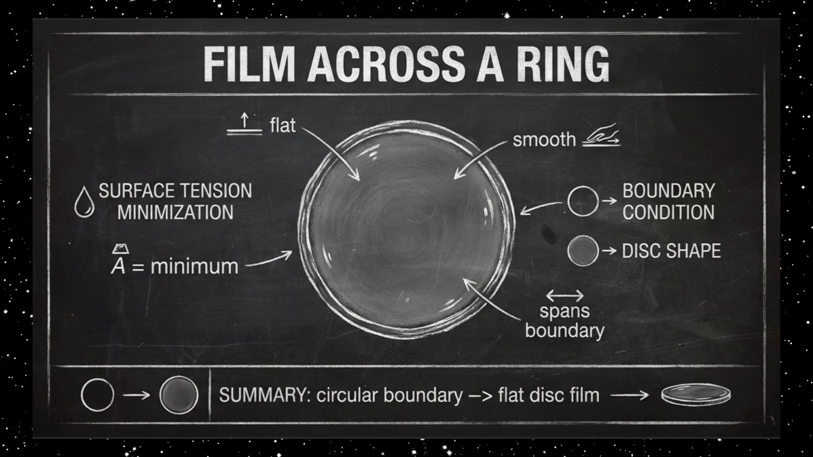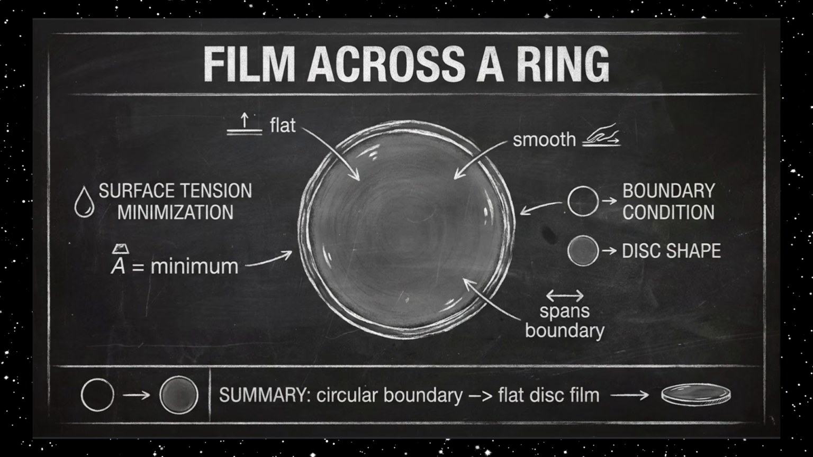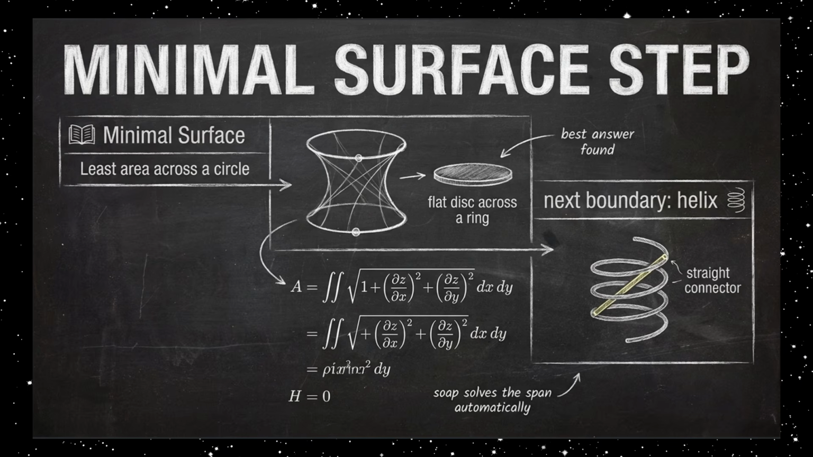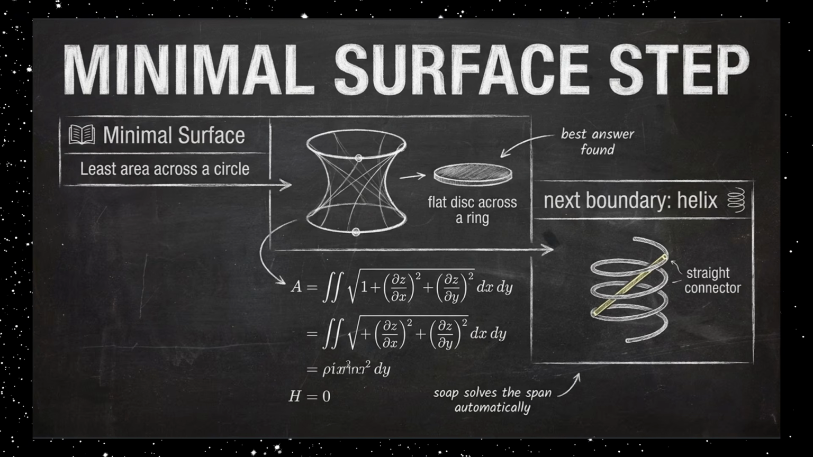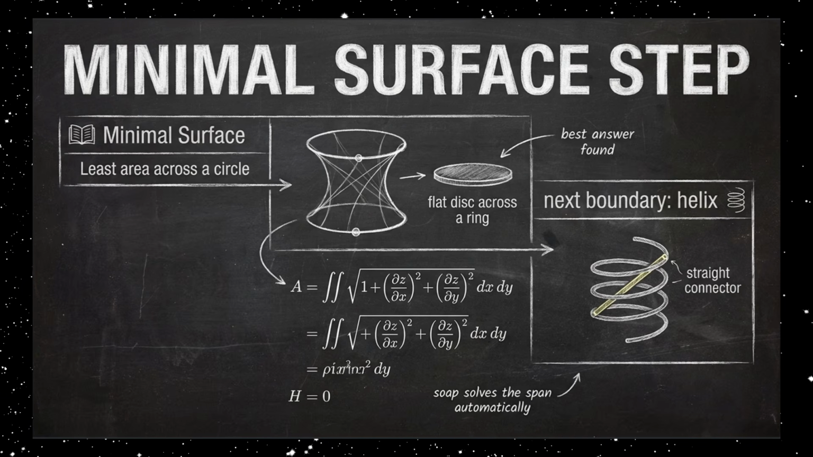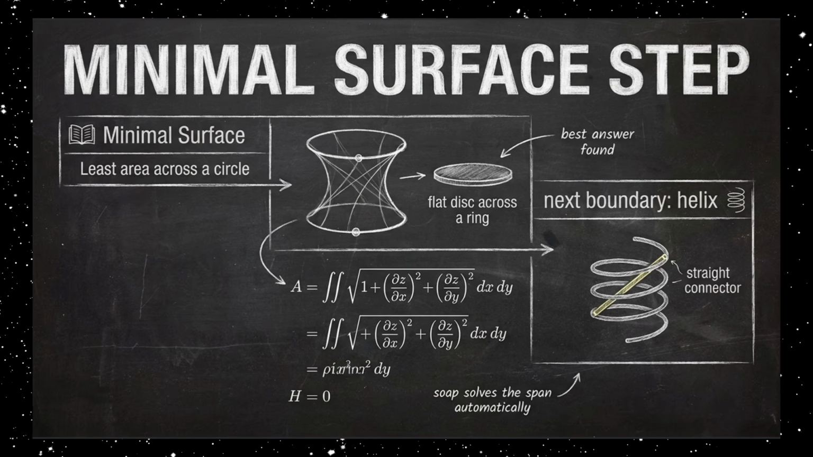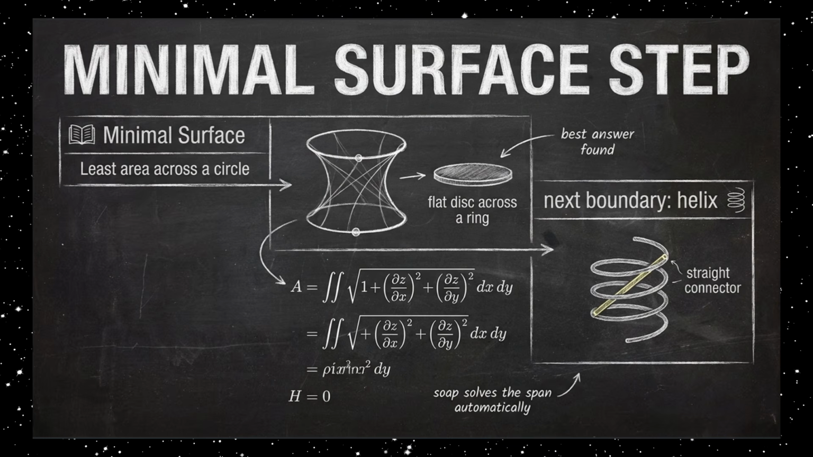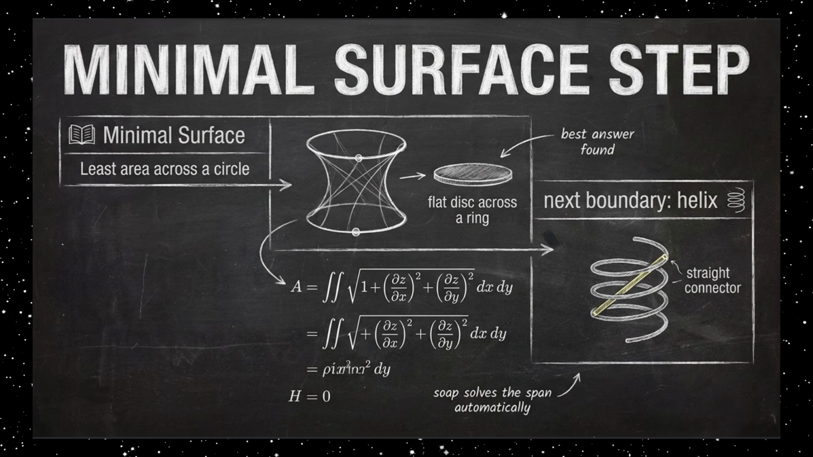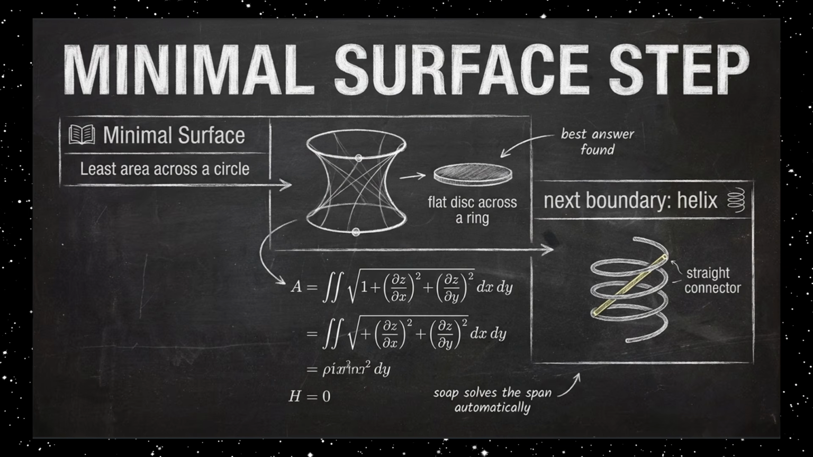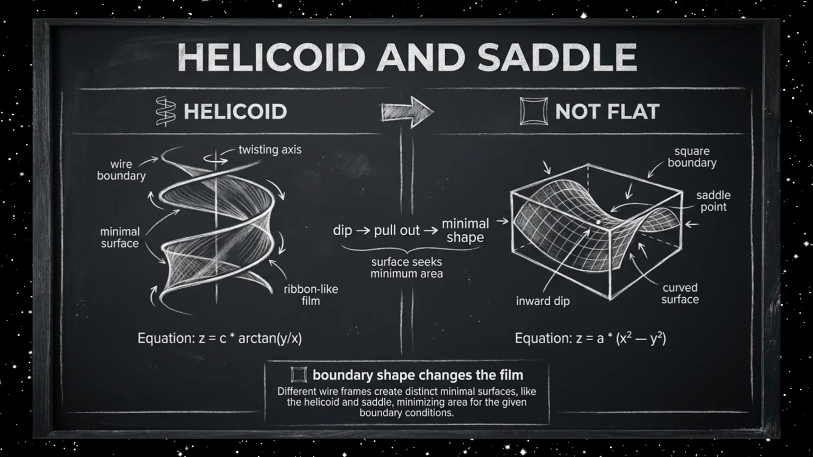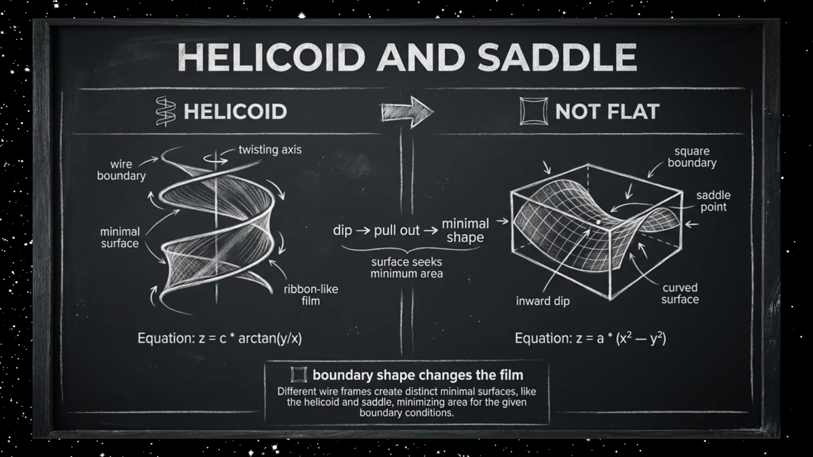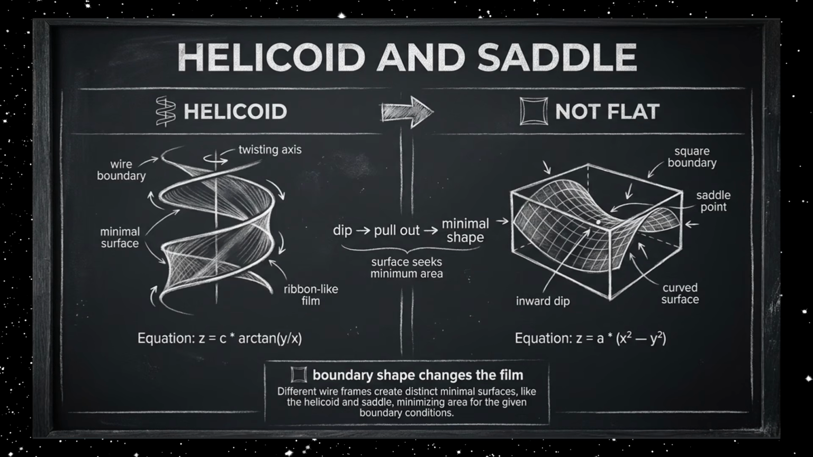The flattest, smoothest surface you could imagine. And it makes sense, right? A flat disk has less area than any other surface you could stretch across a circular boundary. It's the minimal surface. The soap found it. Now bend the wire into something more complicated. Make a helix like a slinky with a straw connecting the ends. Dip it in. Pull it out. And what you get is part of a surface called a helicoid, this beautiful twisting ribbon-like thing.